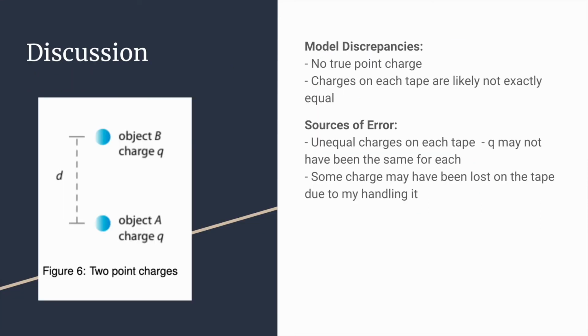With regards to some of the discrepancies between the model and the actual experiment, one is that obviously the pieces of tape were not actual point charges, but were just used to model as such, and so there may have been some inconsistencies due to that, and the charges on each tape are likely not exactly equal as we assumed in the calculation. Some potential sources of error were that each tape was not equally charged, meaning that Q may not have been equal for each piece of tape, and our calculations may have been skewed as a result. Another possible source of error is that some charge may have been lost from the tape due to my handling it.